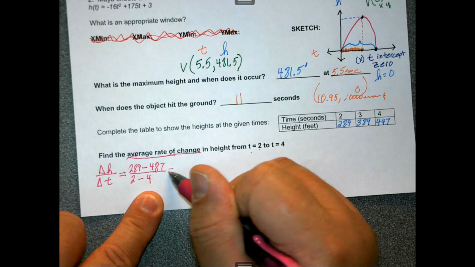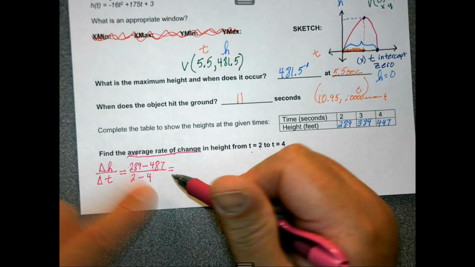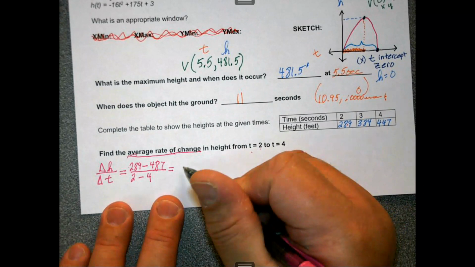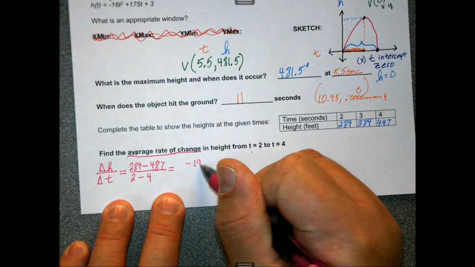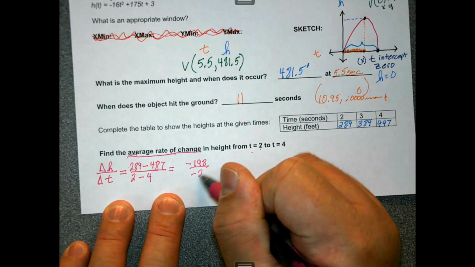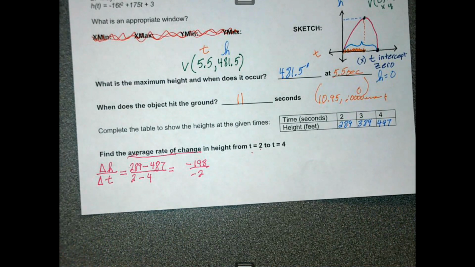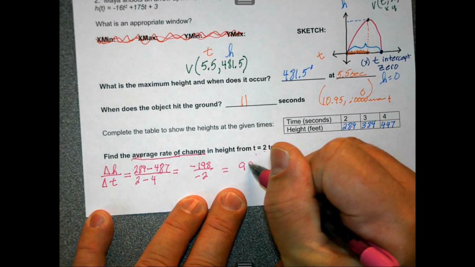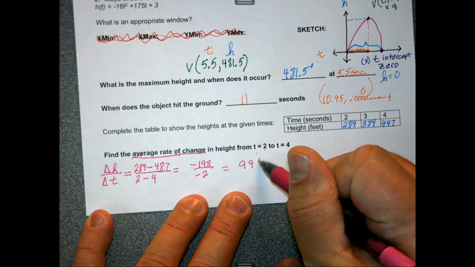Let's see. Way too much for me, too early in the morning. Not enough coffee. 289 minus 487, negative 198. Is that right? Negative 198 divided by negative 2. I get 99. Let's say feet per second.